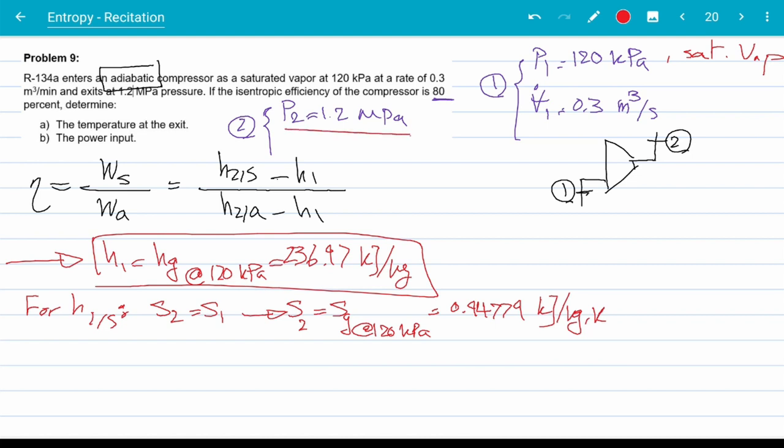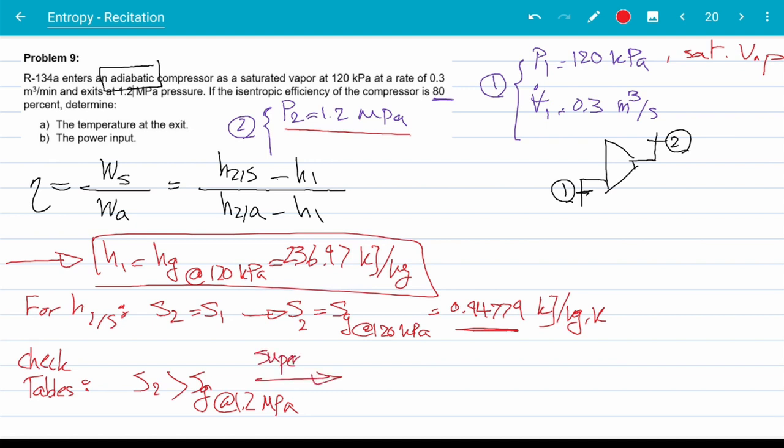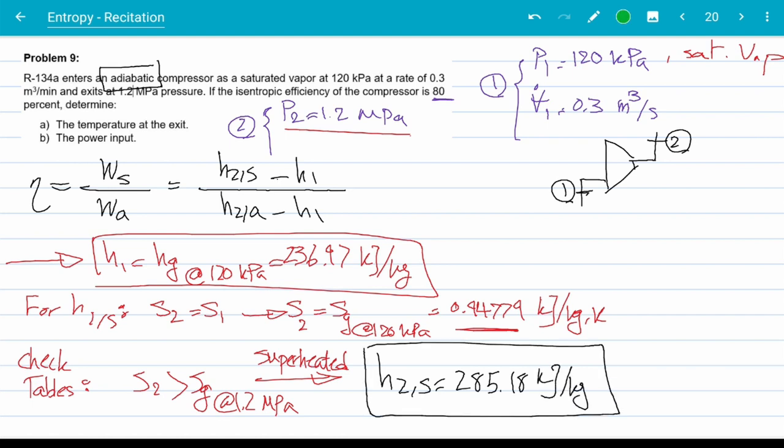Now, I know that the pressure at the second state is given as 1.2 megapascals. So I'm going to check my S2 with that pressure in the tables. I will get that my S2 is greater than Sg at 1.2 megapascals, meaning that I'm dealing with a superheated vapor at state 2. So we go and check the superheated tables. The exact number for S2 is not given in the tables, so we have to interpolate. If you do that, you get H2S is 285.18 kilojoules per kilogram. Okay, now I have H1, I have H2S, and I have the efficiency.